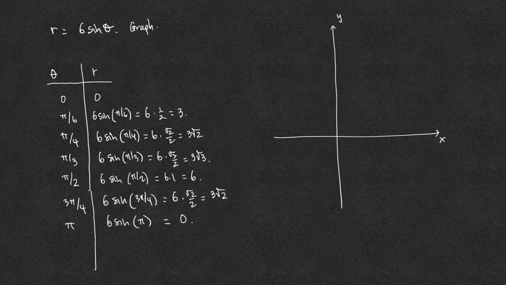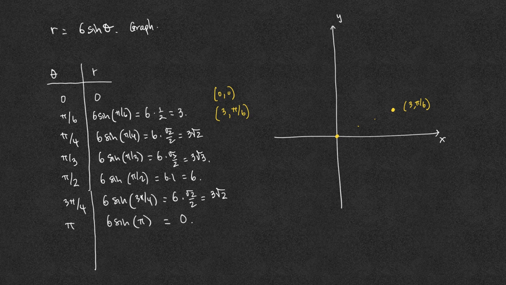When theta is 0, r is 0, so the point is r equals 0, theta equals 0, which is the pole at the point 0, 0. When theta equals pi over 6, r equals 3, the polar representation is r equals 3, theta equals pi over 6. So we will stay on the ray pi over 6 and go out 3 units. 1, 2, 3, and stay on the ray pi over 6. This point is 3, pi over 6.